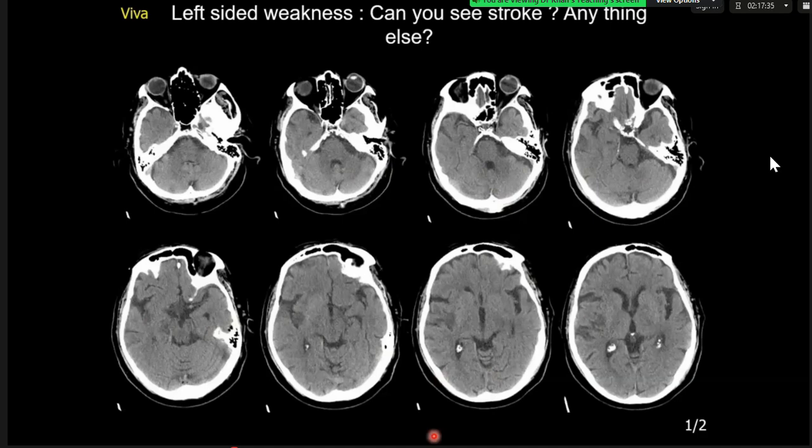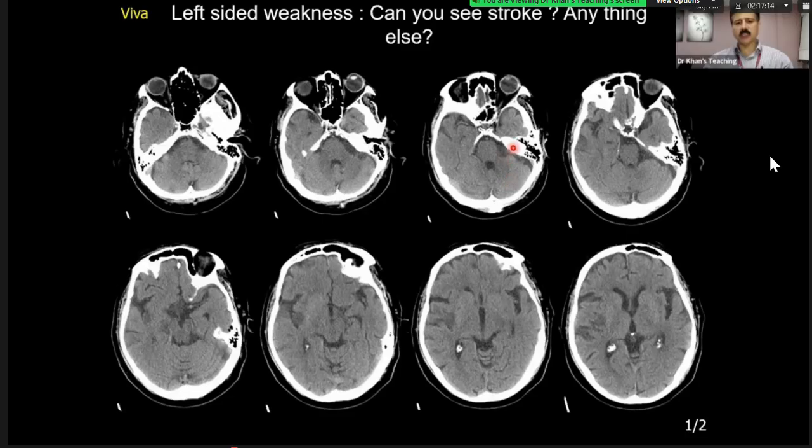Yes, I can appreciate in the second, last, no, the two segments, the third image, in which I can see there is a hyperdensity in the left cerebellopontine angle. What is your differential diagnosis for this?